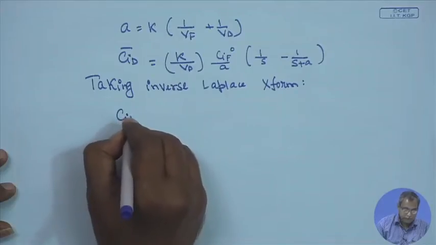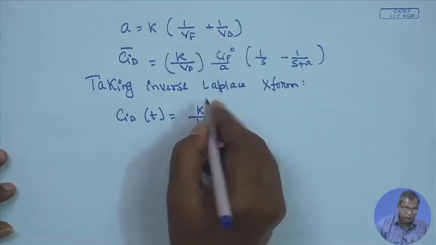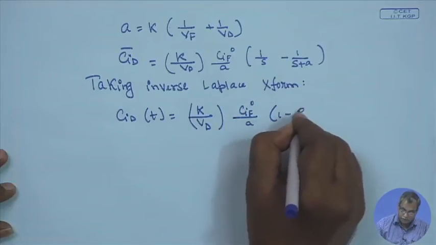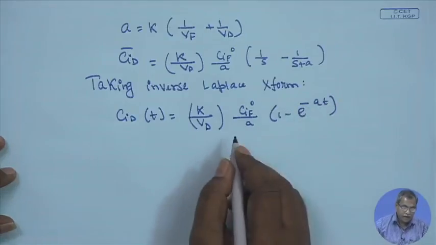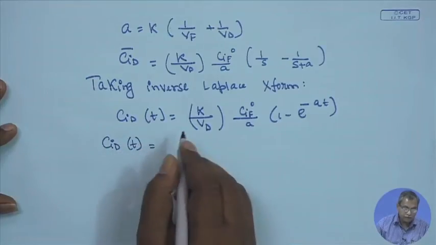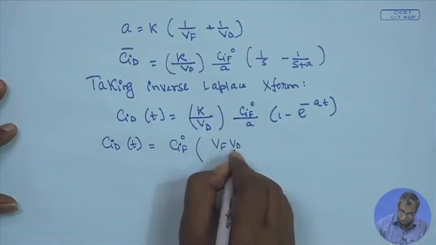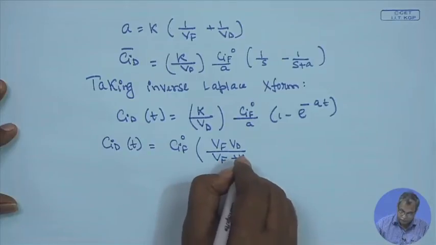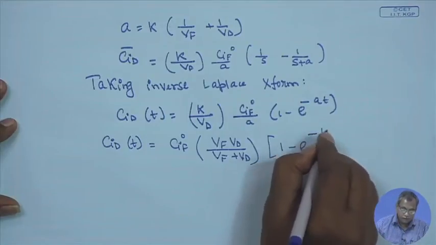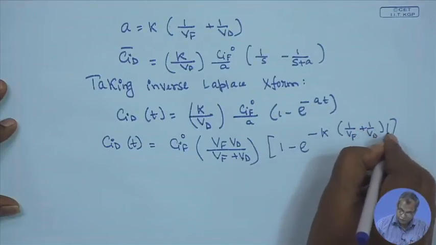One can get CId as a function of time as (k/Vd)·CIf0 divided by A times (1 − e^(−At)), and if you put in all the constants, you will get the expression of CId as a function of t equal to CIf0 · VfVd/(Vf + Vd) times (1 − e^(−k(1/Vf + 1/Vd)t)).